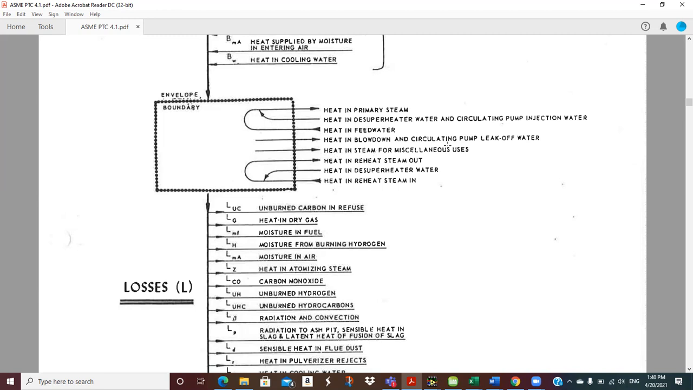Heat and steam for miscellaneous uses. We could be pulling steam off of this unit. Maybe we're pre-warming a turbine on a different unit, and they haven't fired that boiler yet, and so we can tap off some steam for other purposes. Maybe we're doing space heating inside the boiler house or something. So just for miscellaneous uses.